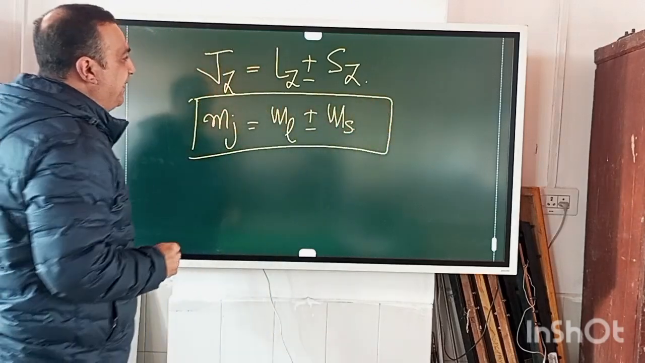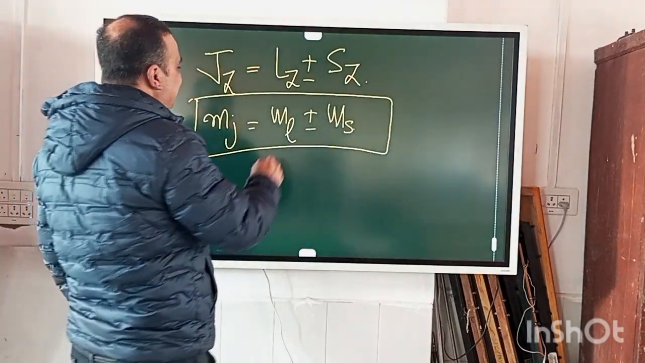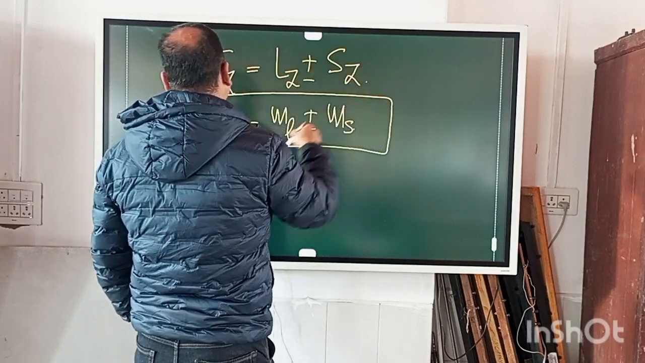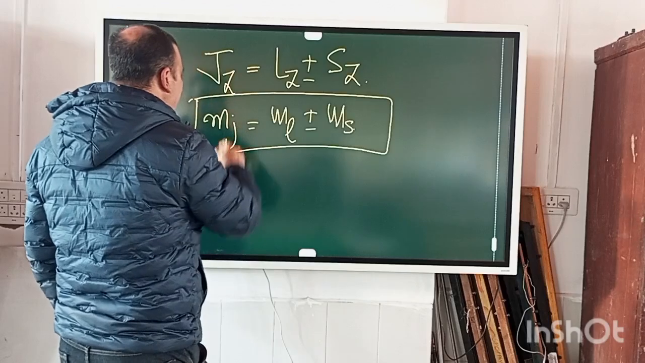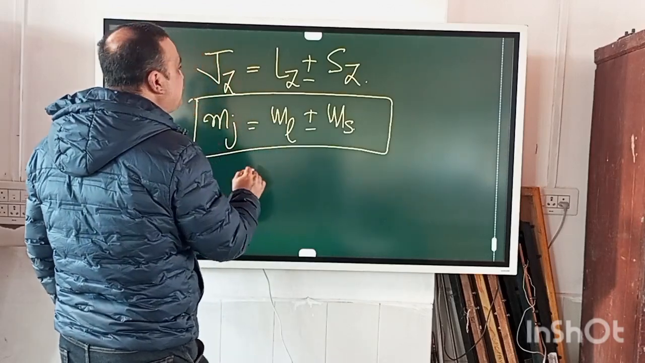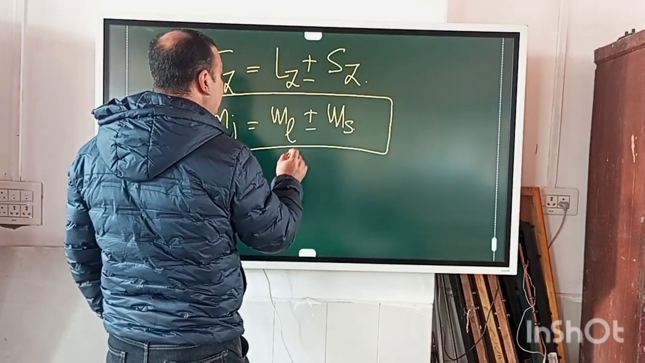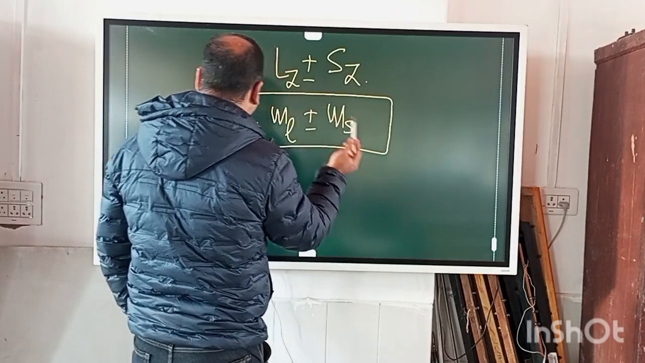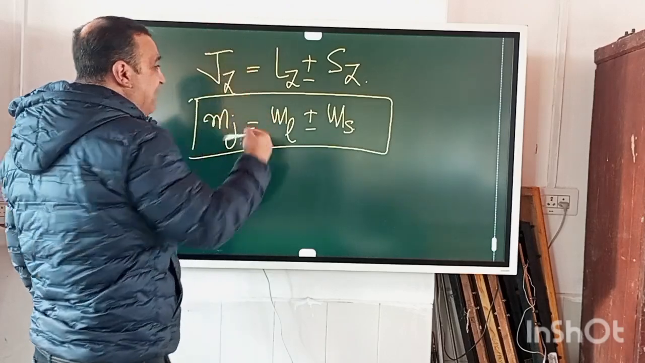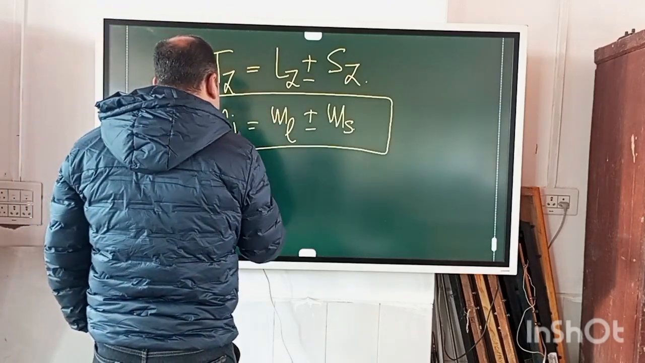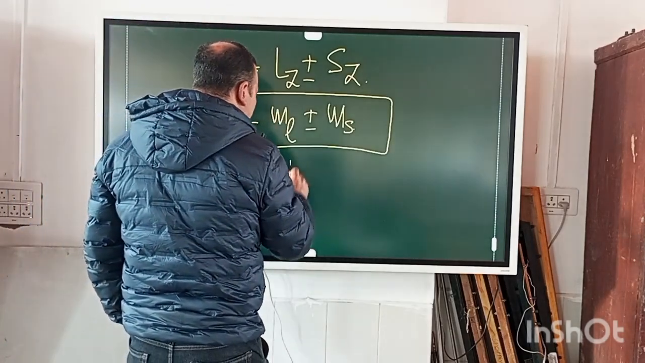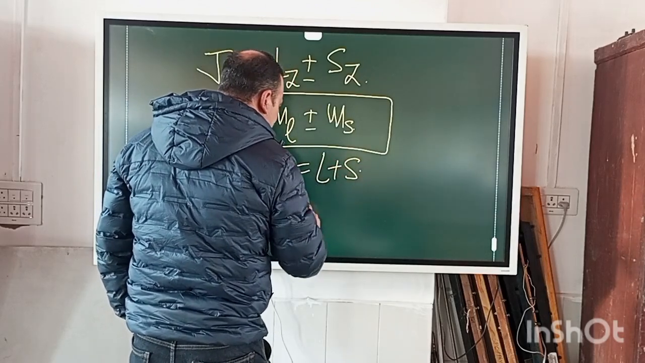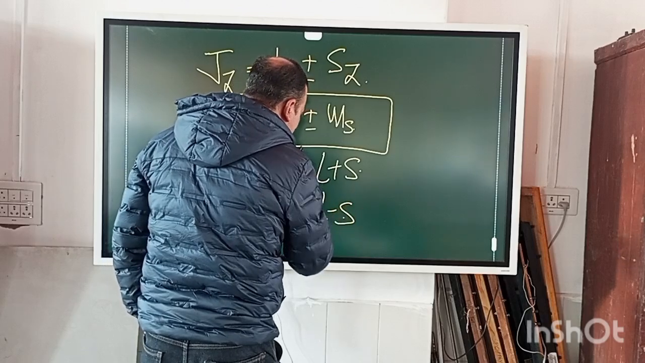So one thing is clear here. What's that? That if we have the addition of two vectors, we will have J. If I have a situation in which I have to add the orbital angular momentum and the spin, the total J will have two kinds of situations. The first is J simply L plus S, and another situation will be J equals L minus S.